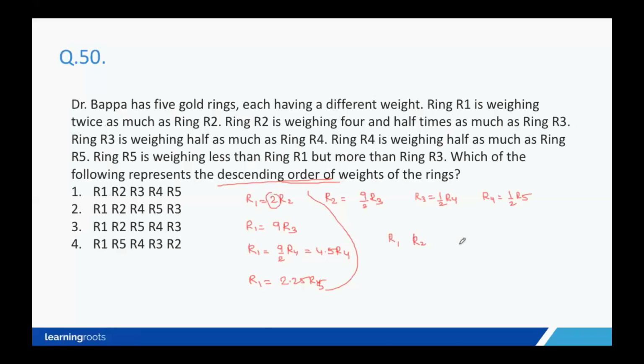So R1, then R2, then the next higher value is R5, then comes R4, and at the end comes R3, right? So 1, 2, 5, 4, 3, which is answer option 3. Again, be systematic in your approach. If you tackle this systematically, you should be able to answer these questions quickly.